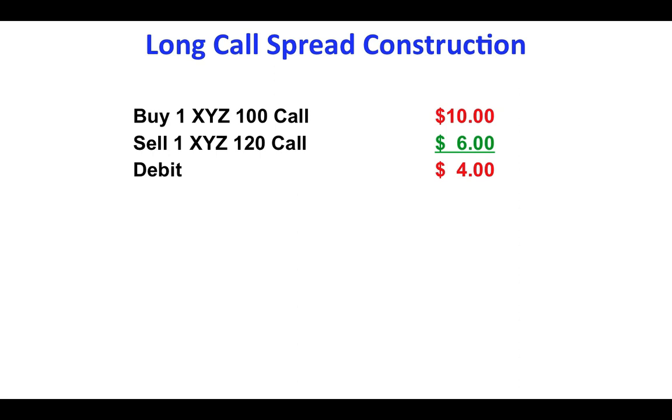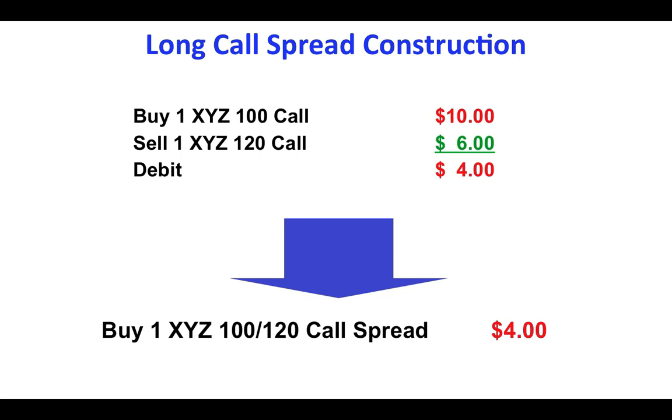All right, so that's how we do it. That's a long call spread. Those two legs are considered the same trade. So in other words, what happens is you put these two orders in together, these two legs in together, and that constitutes what's called a 100, 120 long call spread for $4.